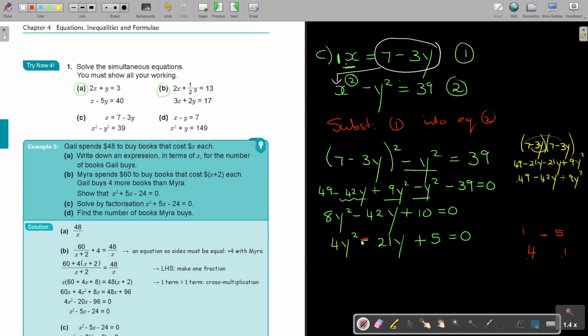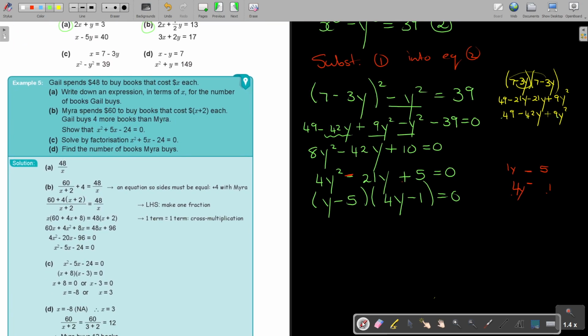Both get this sign. And don't forget it's y's. So I'm ending up with y minus 5, and I get 4y minus 1 equal to 0. So y minus 5 equals 0, or 4y minus 1 equals 0. So y is equal to 5, or 4y equals 1, so y is equal to a quarter.